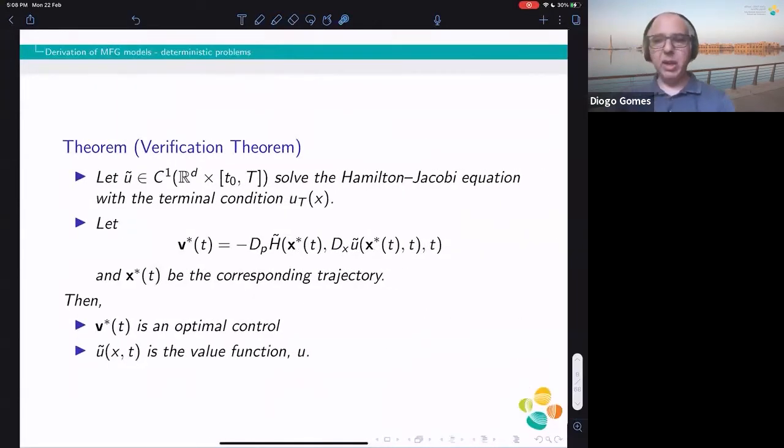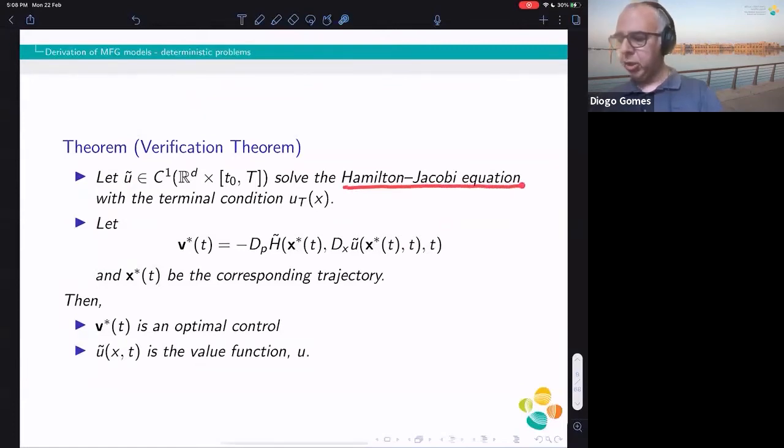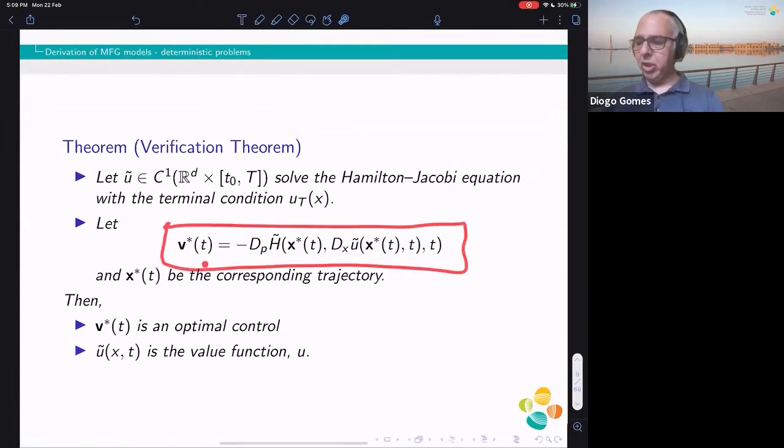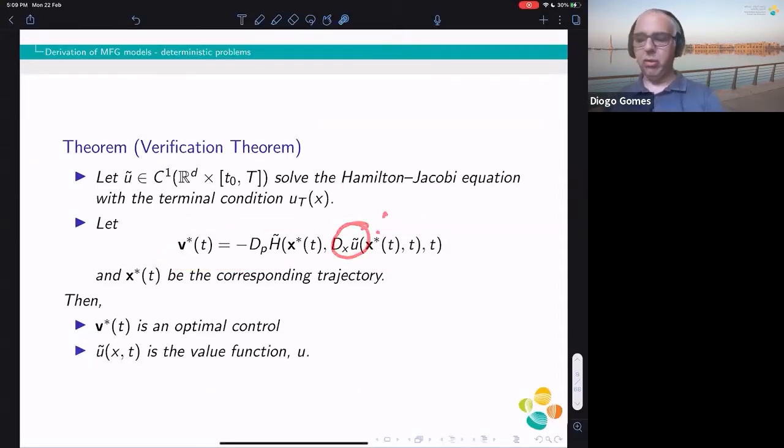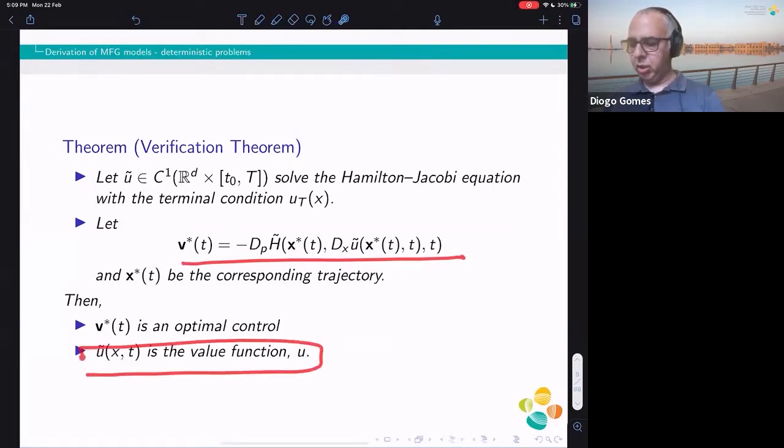And we have something called a verification theorem. The verification theorem tells you the following. If you solve the corresponding Hamilton-Jacobi equation with the appropriate terminal conditions, then you can build optimal trajectories in feedback form, meaning you give me the x, I'll tell you where you should go, out of the solution of the Hamilton-Jacobi equation. So two things. You solve the Hamilton-Jacobi equation, then what you gain is an optimal feedback, and u tilde, or your solution, is the value function in your control problem.